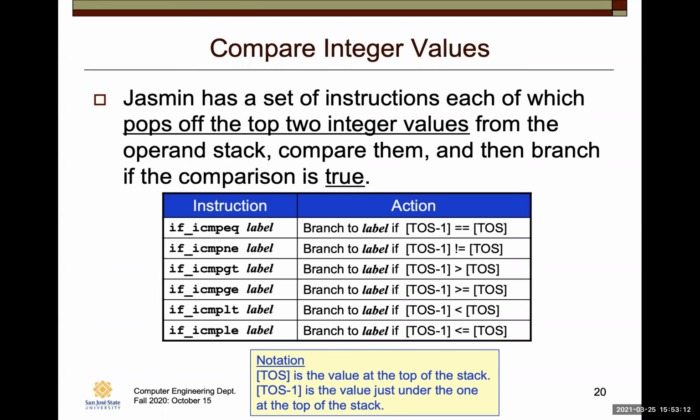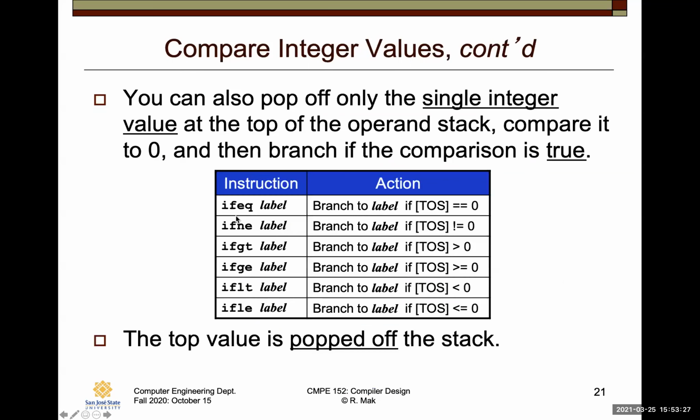So these instructions, each one of these pops off 2 values and compares the 2 values in this order. Now, there's a shorter instruction that only pops off 1 integer value, and it compares that single integer value against 0. So if it's equal to 0, you branch. If it's not equal to 0, you branch. Greater than, equal to, less than, or less than or equal to 0.